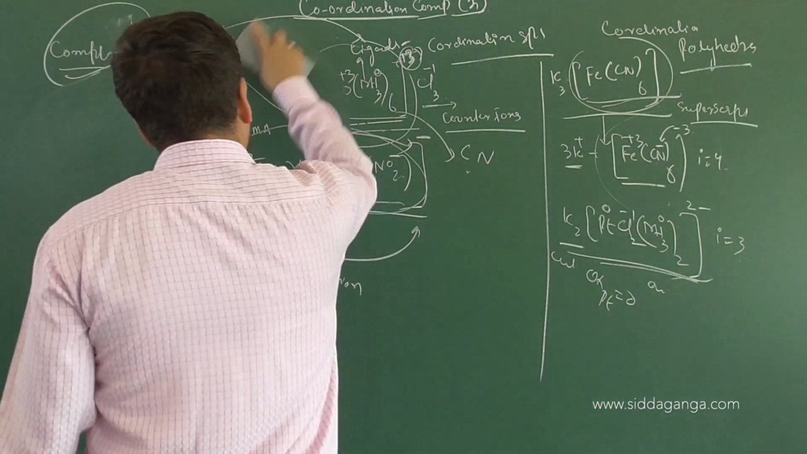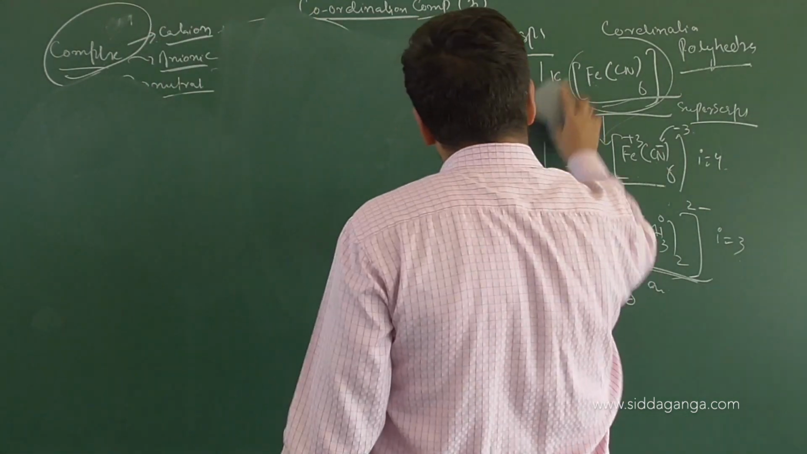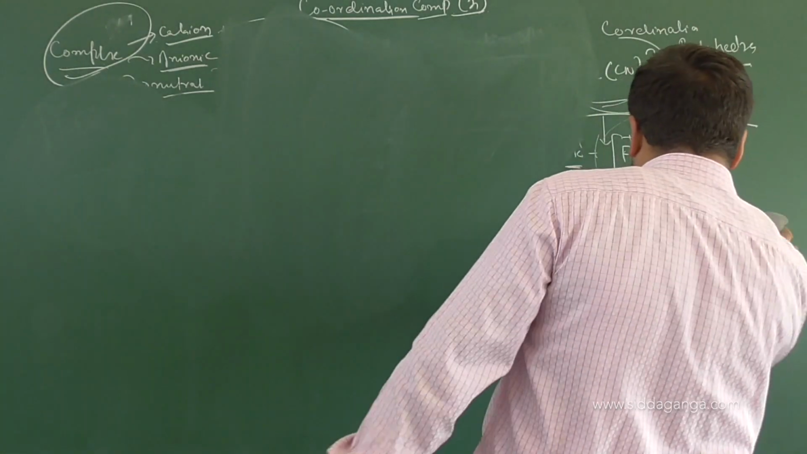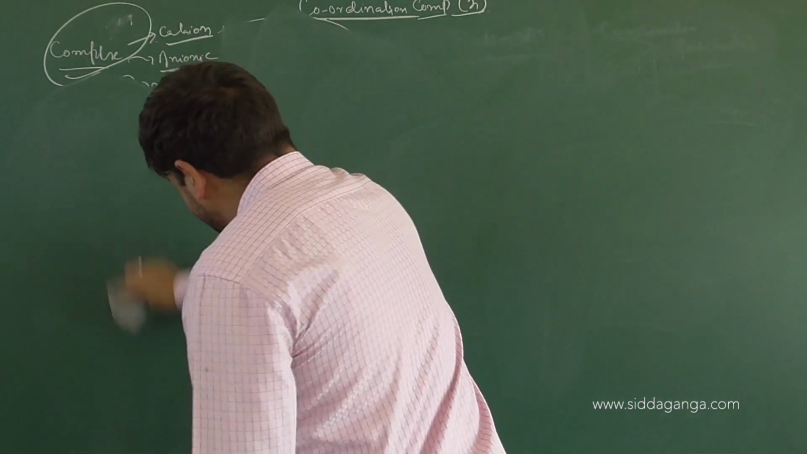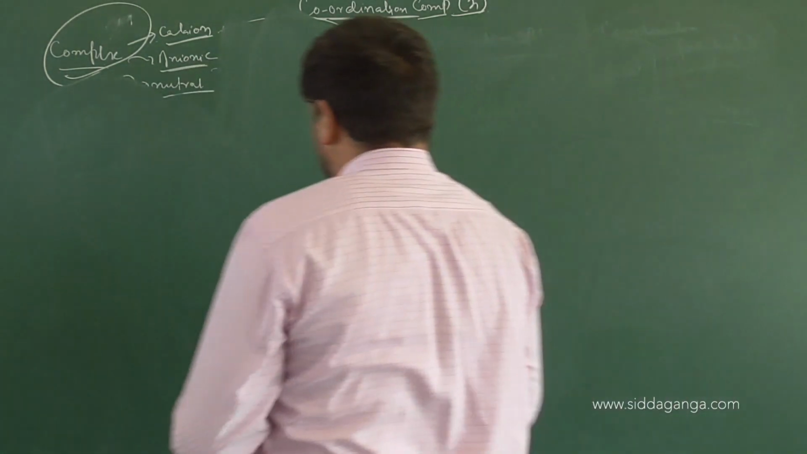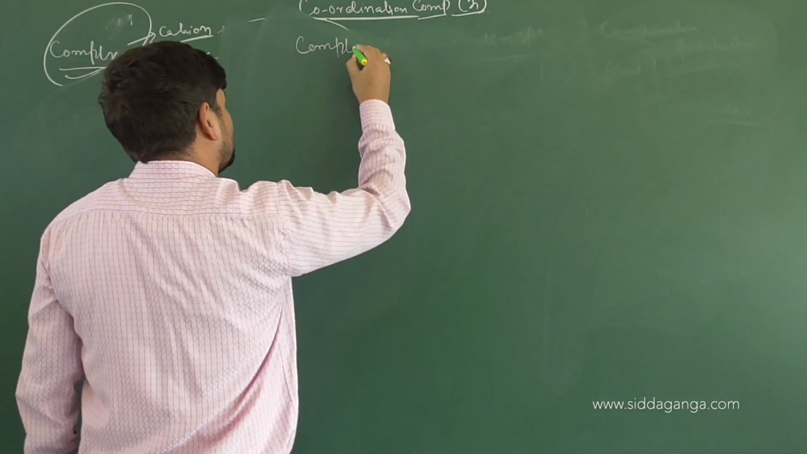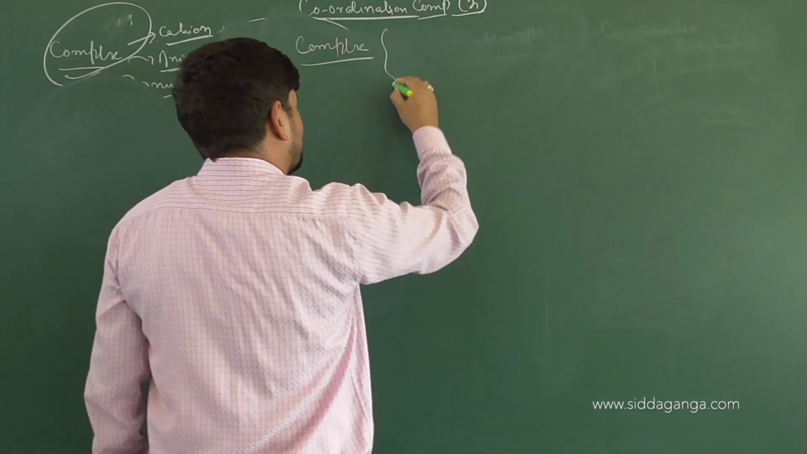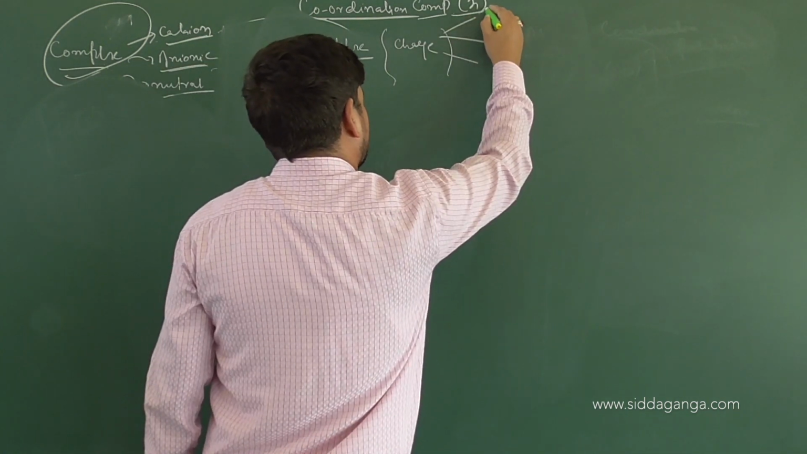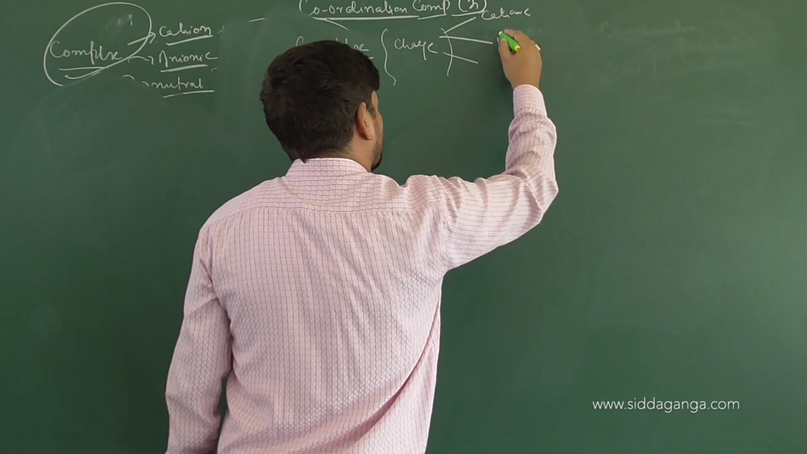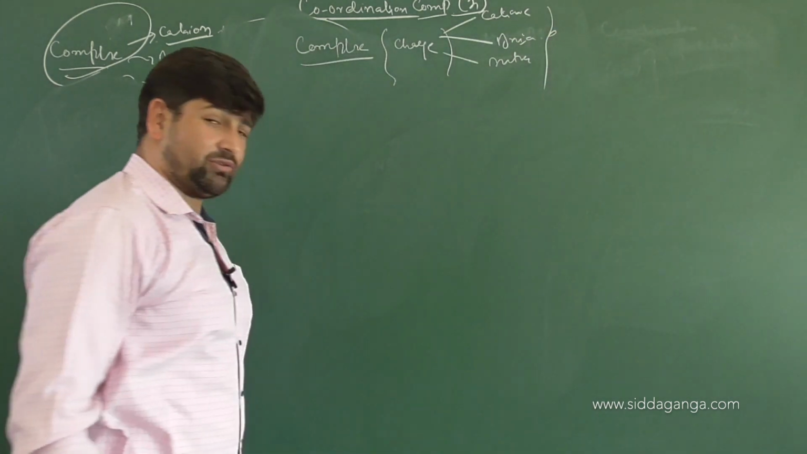Then, children, one more classification is there for coordination complexes on the basis of the types of ligands attached to it. What are the types of ligands? So first one is complex or coordination complex, classification on the basis of charge. So I said there are 3 classes. What are they? Cationic, anionic, neutral. That's one classification that I have told you.